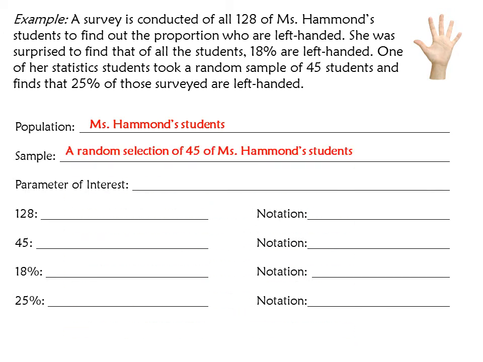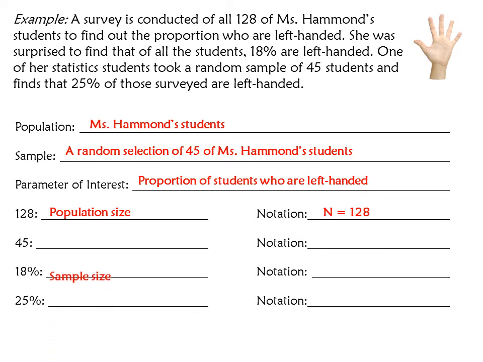The parameter of interest is something about the population that we're interested in studying, and that is the proportion of students who are left-handed. In this example, 128 represents the population size, and the notation we use for that is capital N, in this case being 128. 45 is the sample size. We know that the variable that represents the sample size is lowercase n.